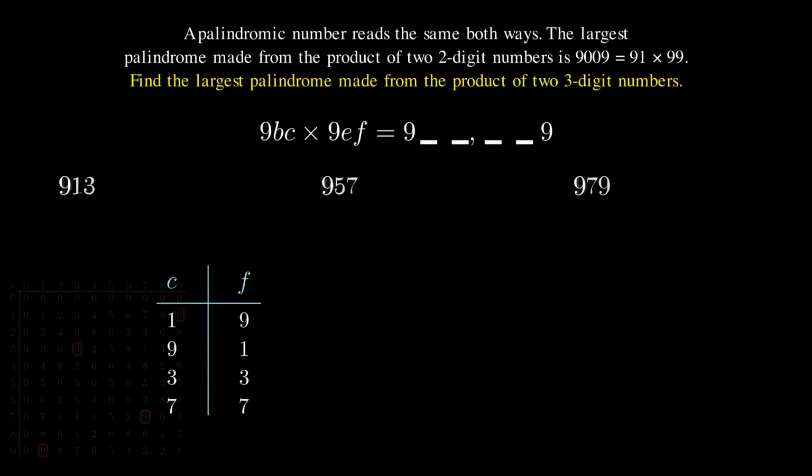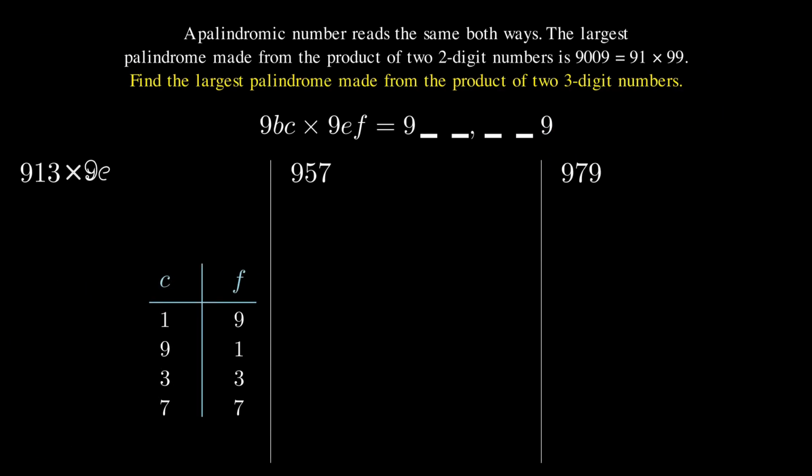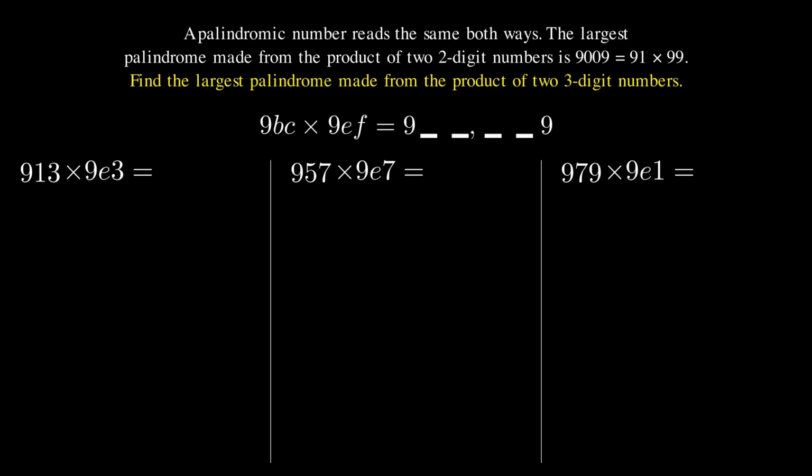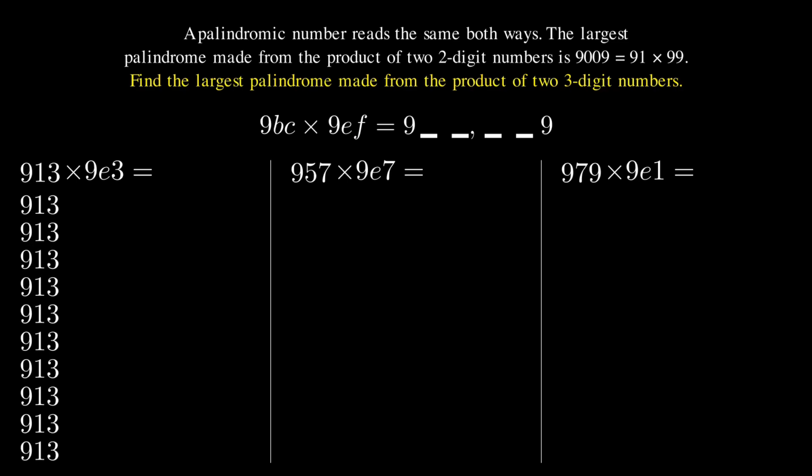This leaves us with 3 scenarios. One of our 3-digit numbers is 913, 957, or 979. And if you tell me the first number, I know the last digit of the last guy. 7 and 7 have to be paired up. 9 and 1 have to be paired up when we're just talking about C and F here. And so that gives us these 3 scenarios where the only thing I don't know is E.